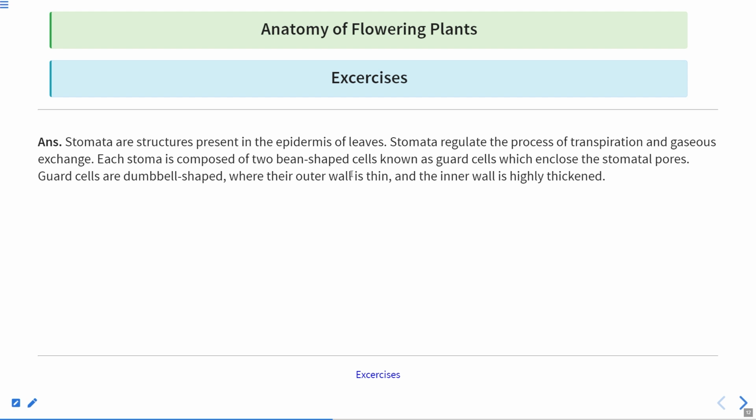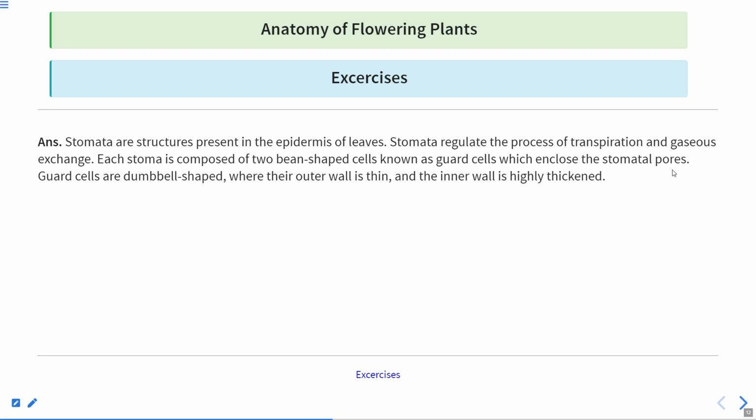When you see a single stoma structure, what you see is that the shape of the cell is bean shaped, right? Two bean-shaped cells, when they come close together, form an aperture, an opening, that is called the stoma, right? And these bean-shaped cells are called guard cells, which enclose the stomatal pore.